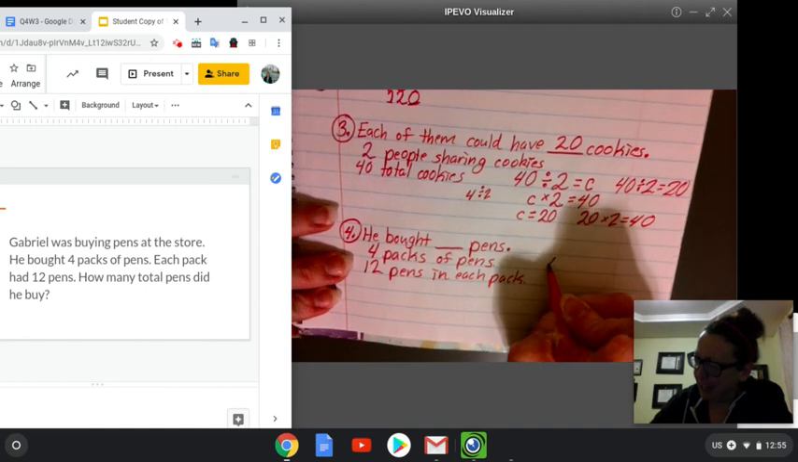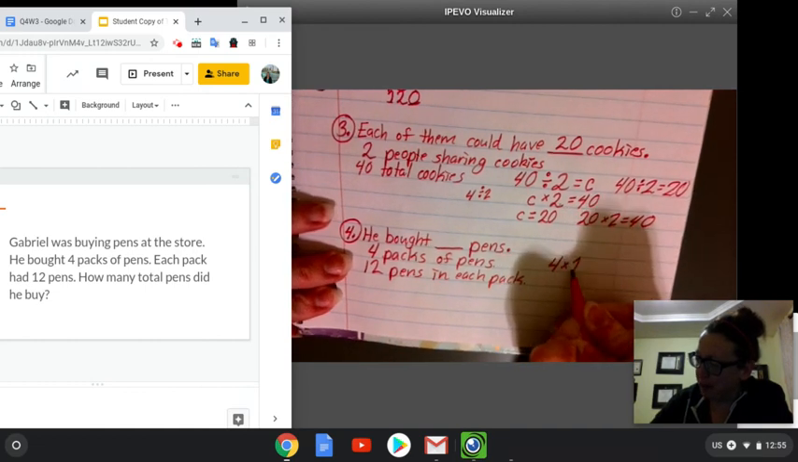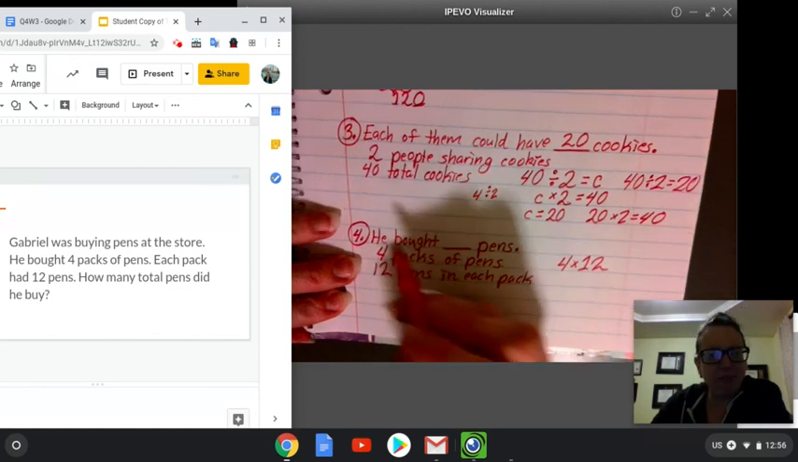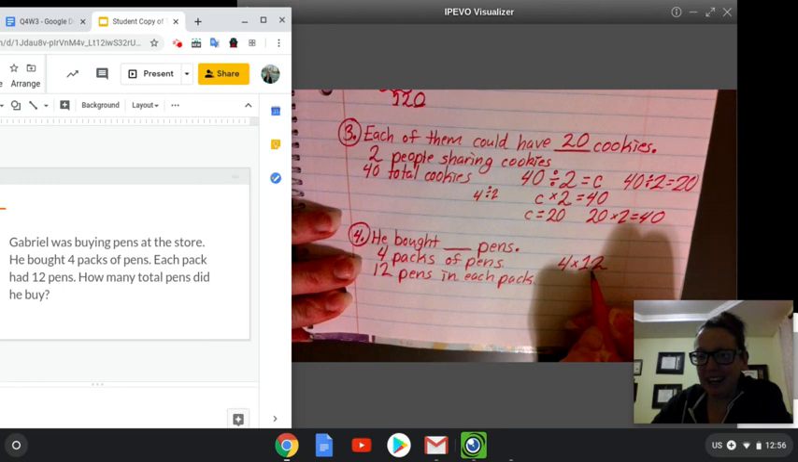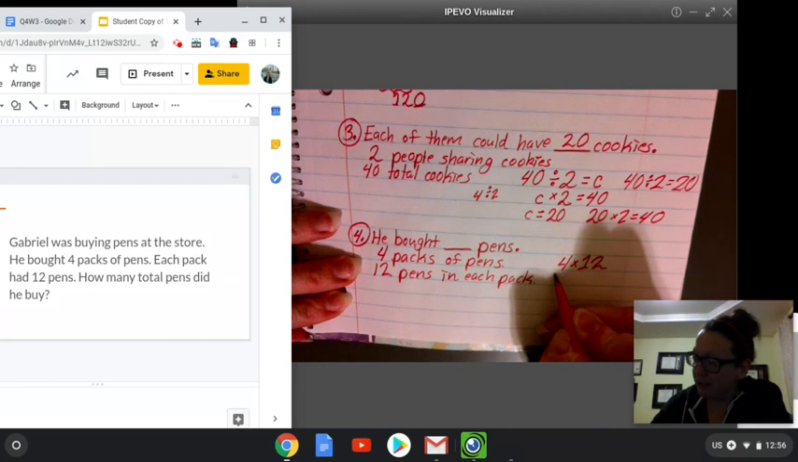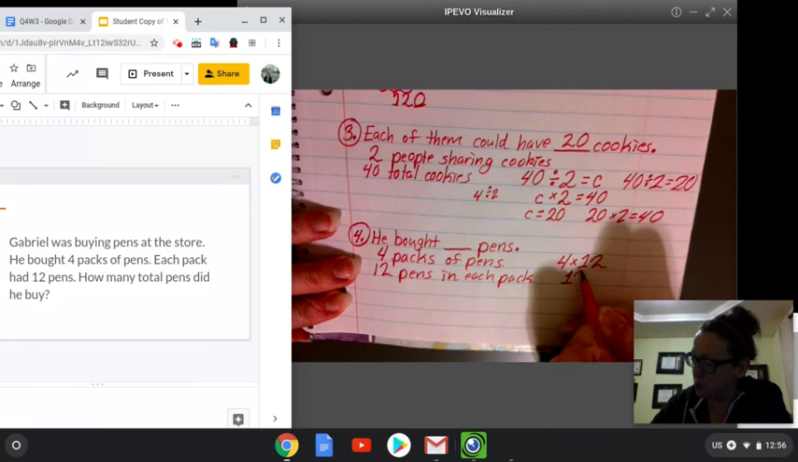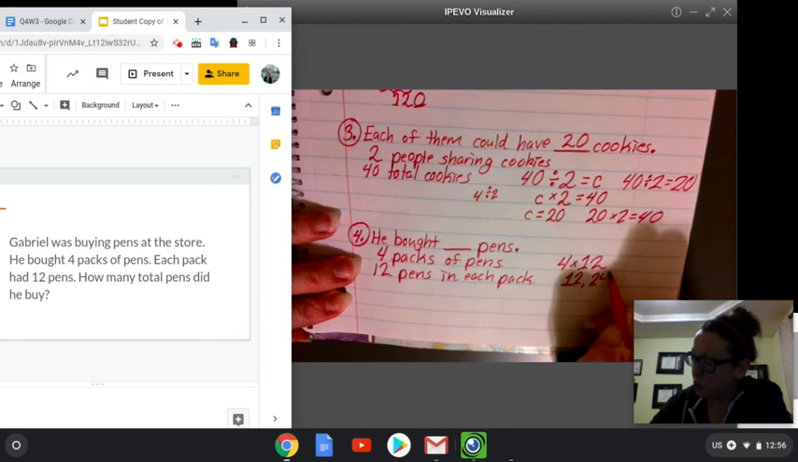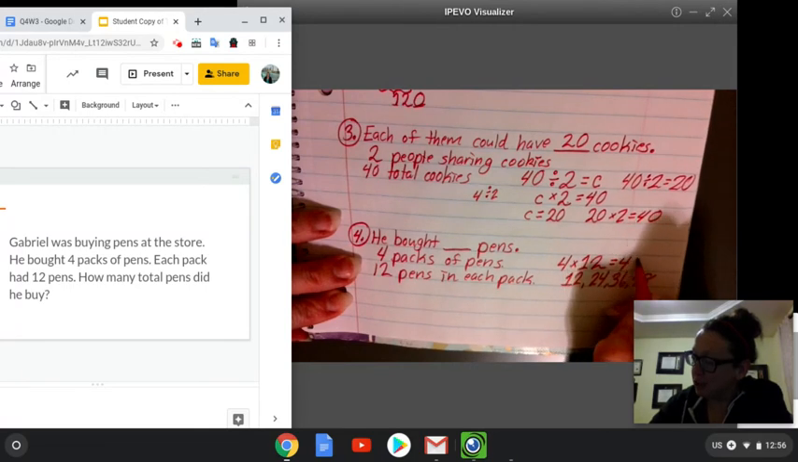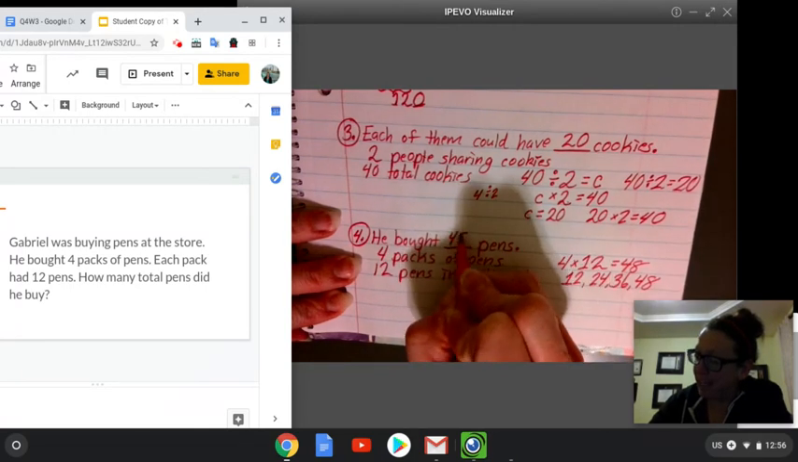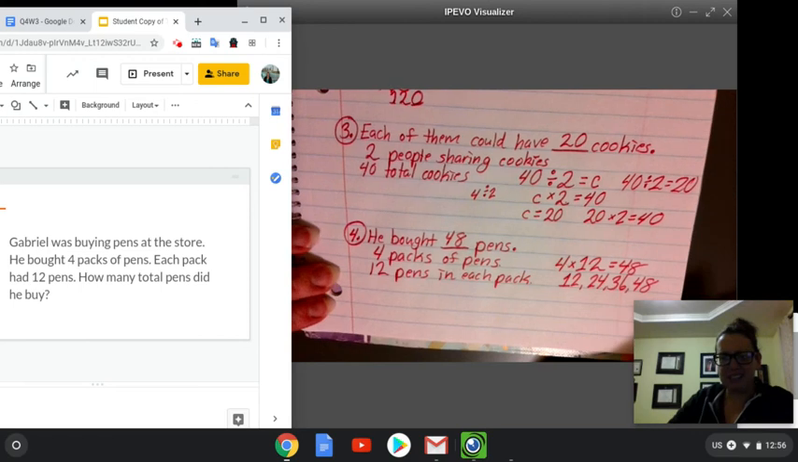Well, that would be like 4 groups of 12, because I know that I'm trying to find a total. Then I can make 4 groups of 12. I can skip count by 12 4 times. 12, 24, 36, 48. So there were a total of 48 pens.